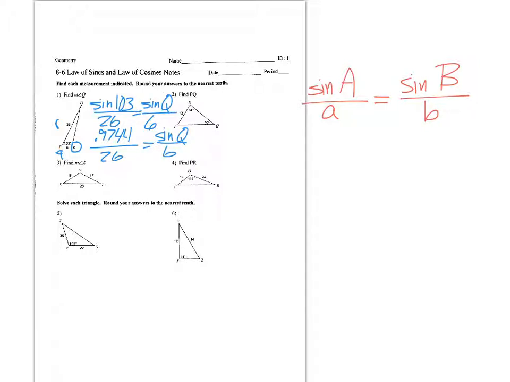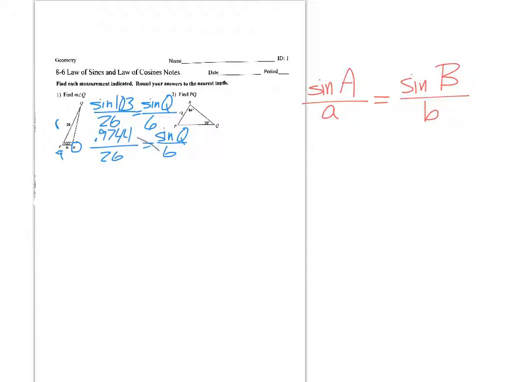I'm going to erase some of these other problems real quick so I've got space to work this out. We'll put it back in a minute. Now I do my cross multiply. So I do 6 times 0.9744. It gives me 5.8464 equals 26 sine of Q.